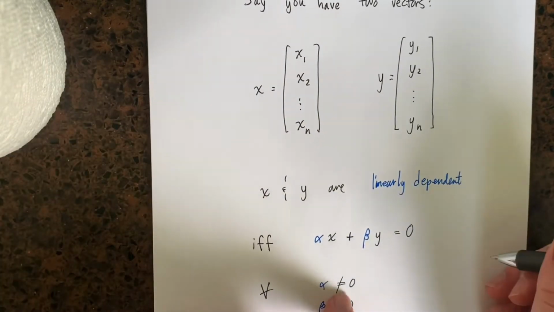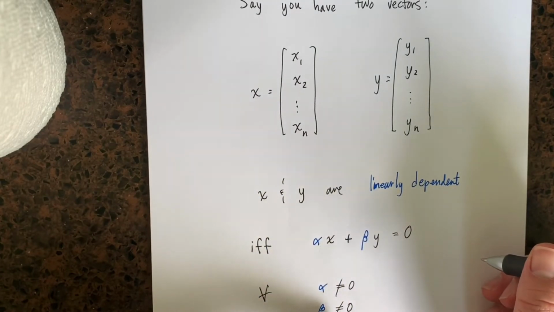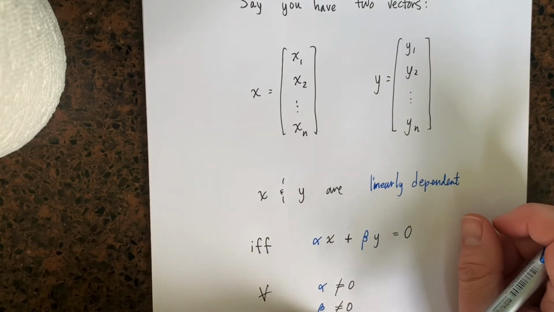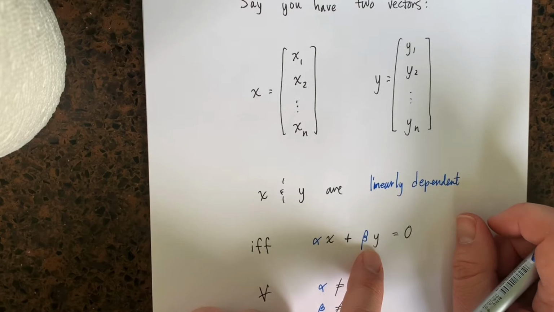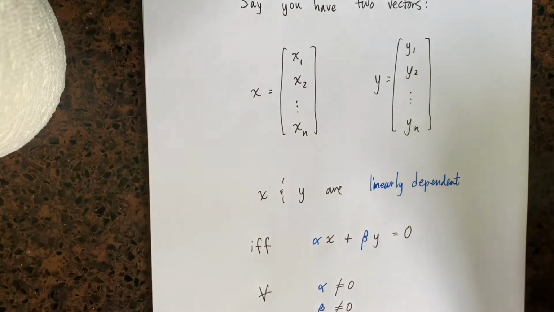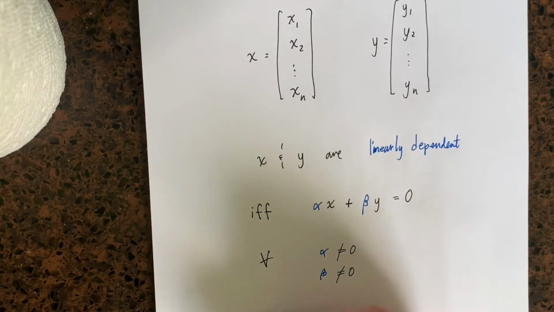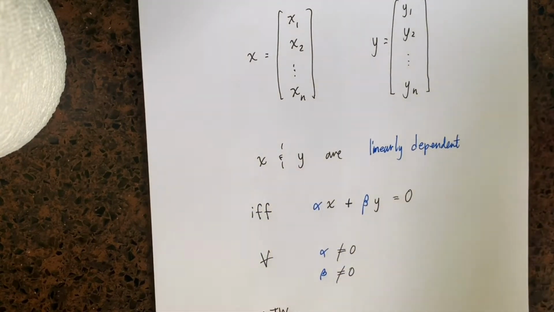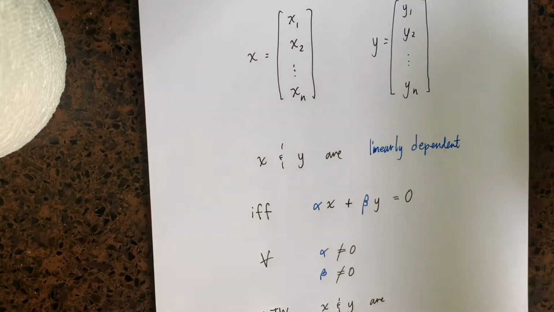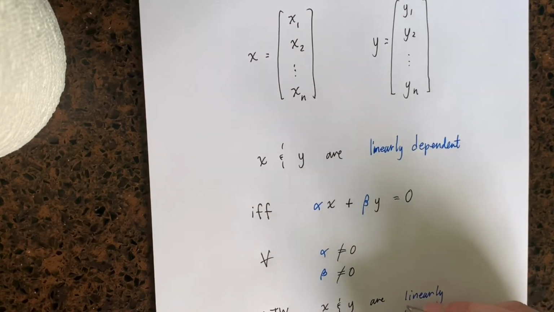So in other words, if you found 0, that's not very interesting. Everything times 0 is 0, and it would add up to 0. But if you could find some alpha, some constant alpha, and some constant beta that's not equal to 0, add these two vectors together, and they equal 0, that means that these vectors, x and y, are linearly dependent. Otherwise, we say that they're linearly independent. If this is not true, x and y are linearly independent.